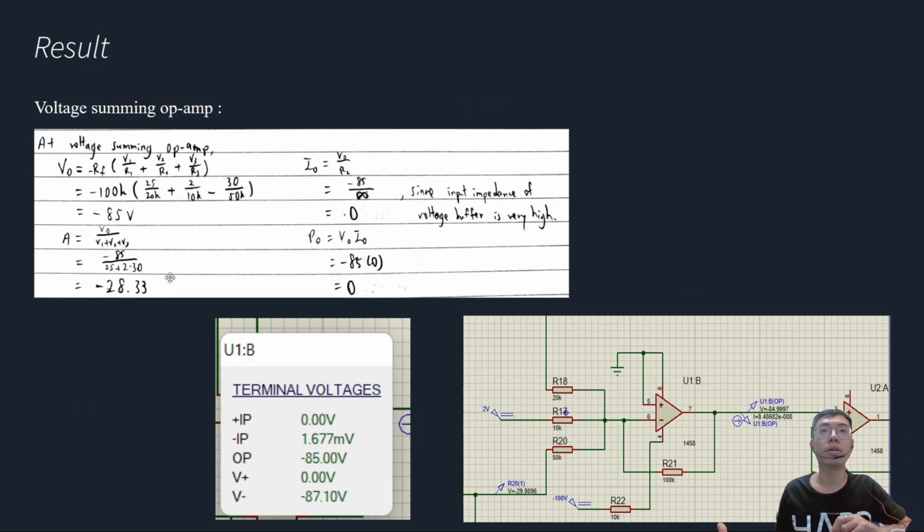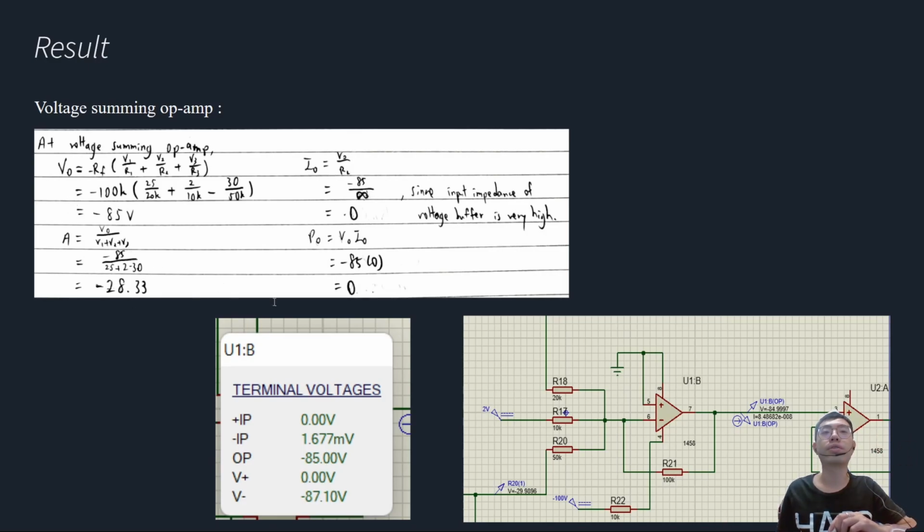Then comes the voltage summing op amp. The output voltages from each op amp previously meet here, with an additional 2 watt DC voltage input. It consists of 3 additional resistors with resistance of 20 kilo ohm, 10 kilo ohm, and 50 kilo ohm accordingly. It produced an output voltage of -85 watt with a gain of -28.33 from the voltage input.